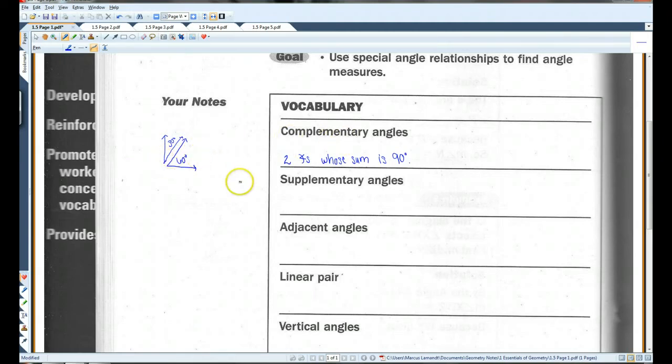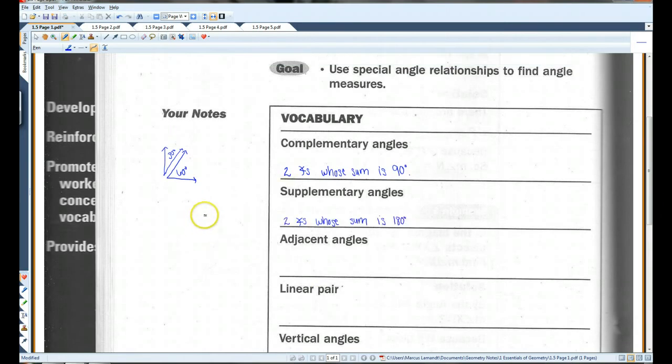Supplementary angles are angles that add up to 180 degrees. So, for example, if you have an angle that is, I don't know, we'll use 60 degrees again, and then an angle that is 120 degrees, these two numbers add up to 180, so these two angles would be supplementary.